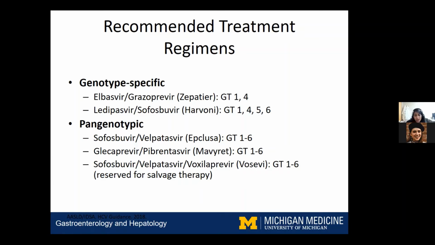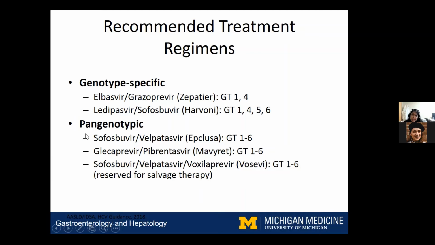So generally, in a patient who's never been treated, we save Vosevi in case retreatment is needed for a specific reason. And the most common treatments that you'll probably see and start to use in practice will be one of the other pangenotypic options listed above.